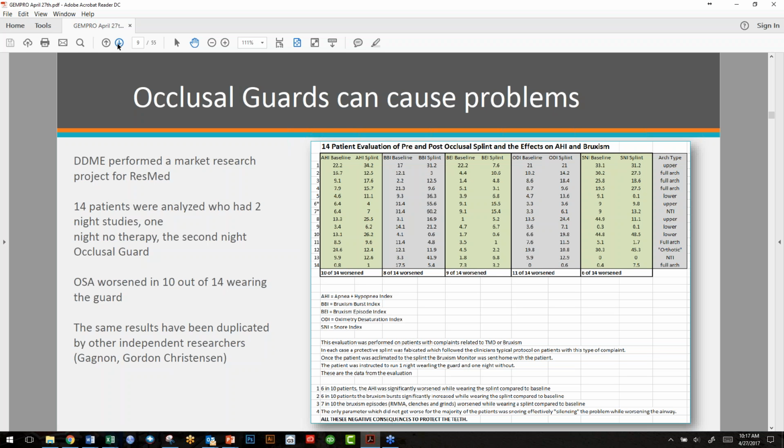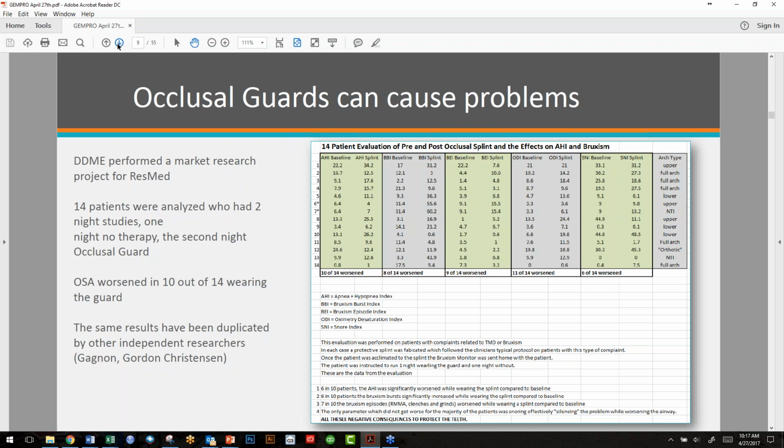And we found that 10 of the 14, the AHI, the apnea-hypopnea index, how we assess the severity of apnea, went up. Some of them not so much, and some of them dramatically. I would say 10 of the 14 went up, 8 of the 14 went up dramatically. But 4 got better, and sometimes significantly better.